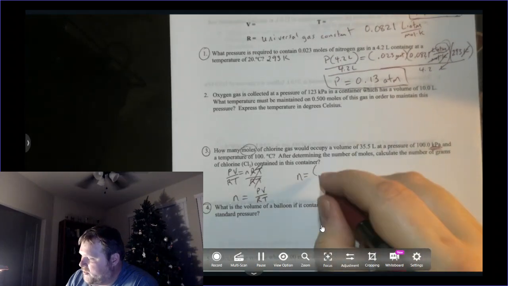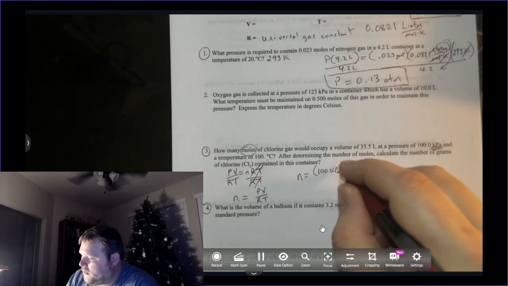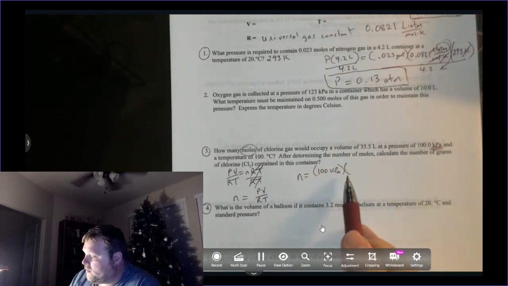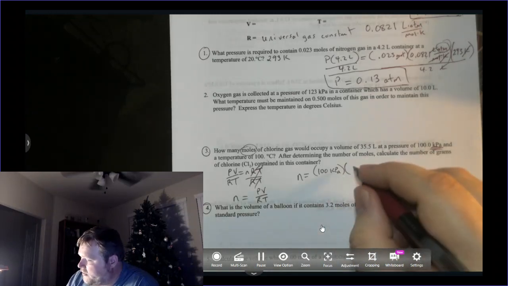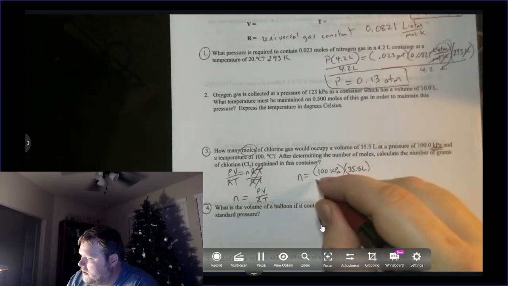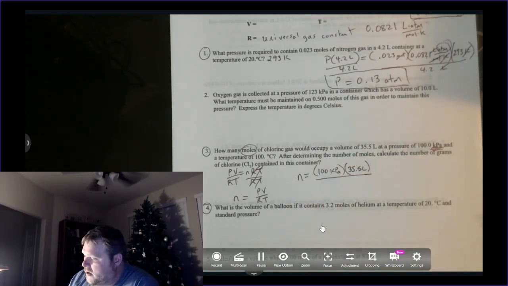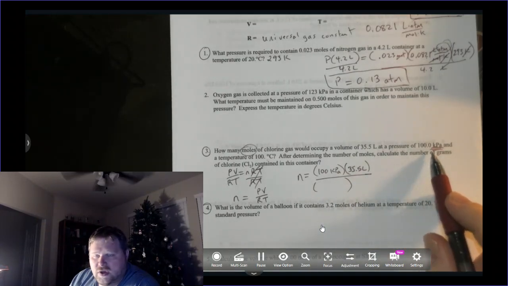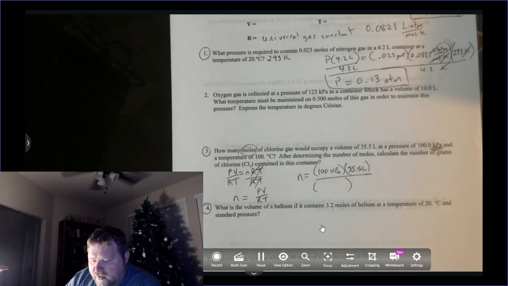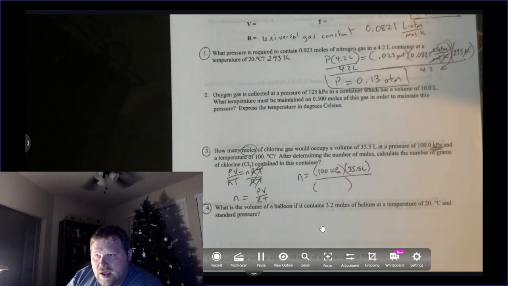All right, so let's go ahead and plug in though. Our pressure this time is 100 kilopascals. I'm not going to write all the sig figs, but I am going to remember them when I go back and round my answer. And then we're going to get volume, 35.5 liters. The R value here is going to be different because I have the kilopascals. I can't use the atmosphere one. So what I've got to do is actually a pressure conversion, 0.0821 atmospheres, and I've got to convert that to pascals. Actually kilopascals. So that's 101.3 kilopascals per atmosphere.